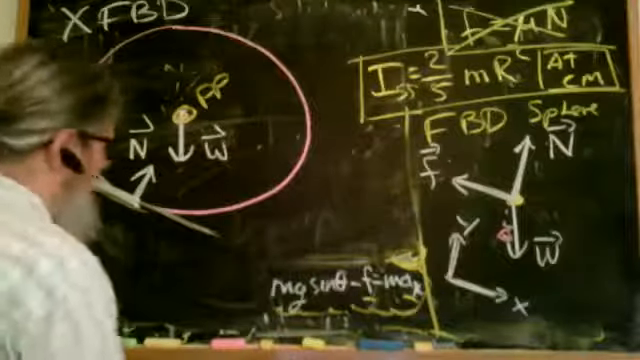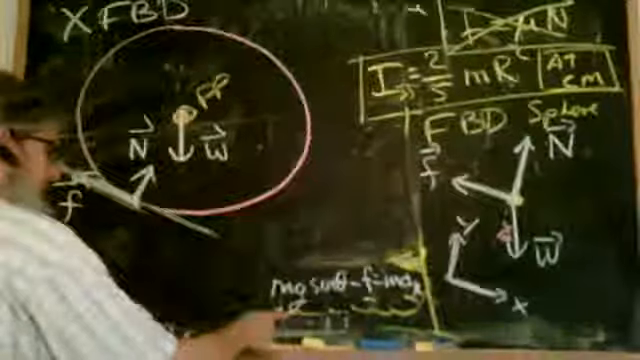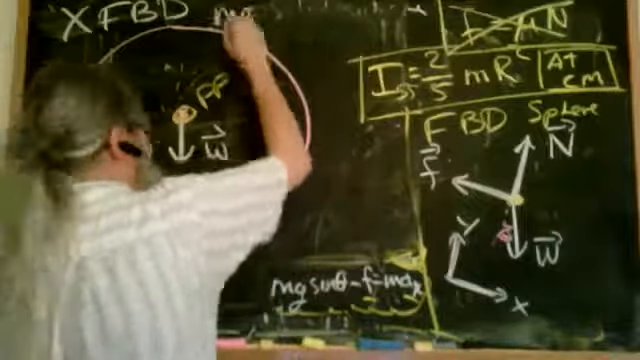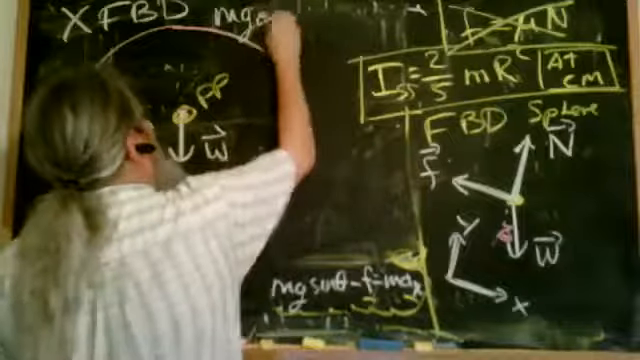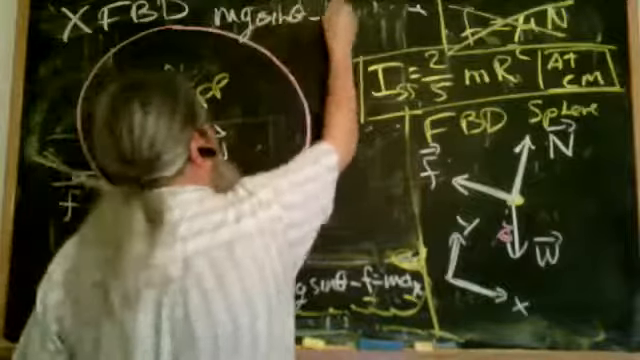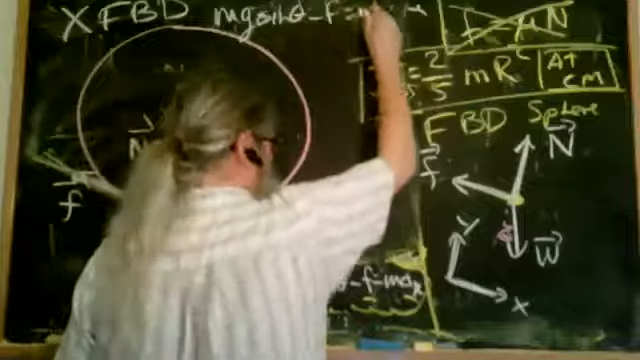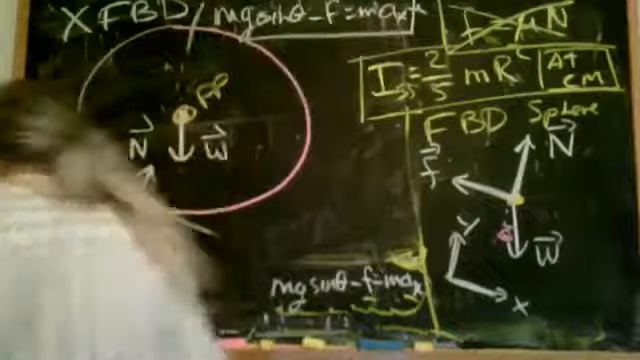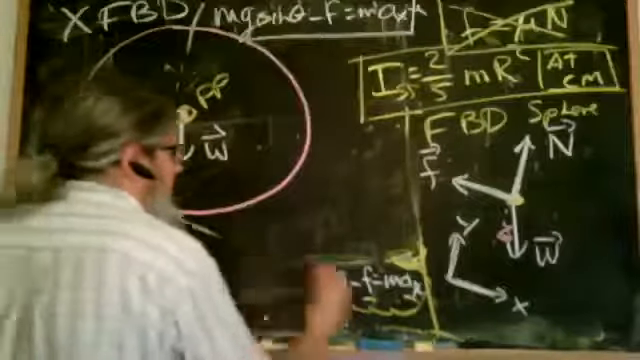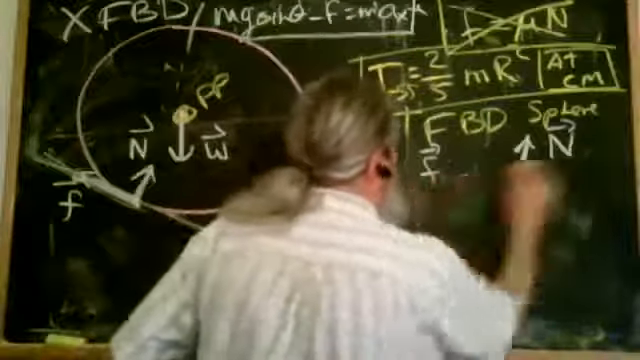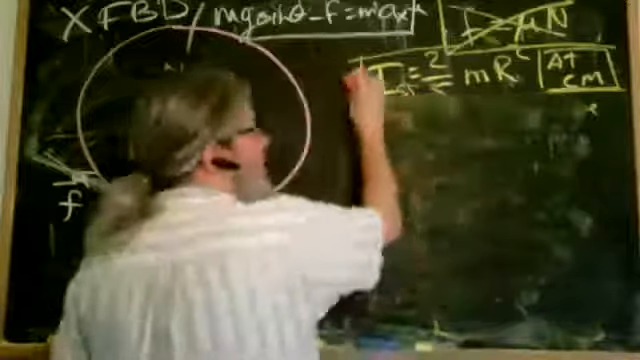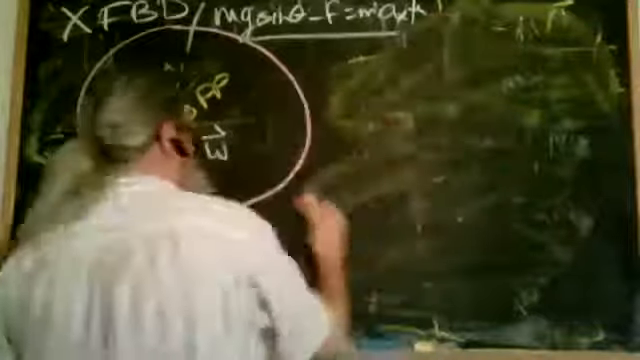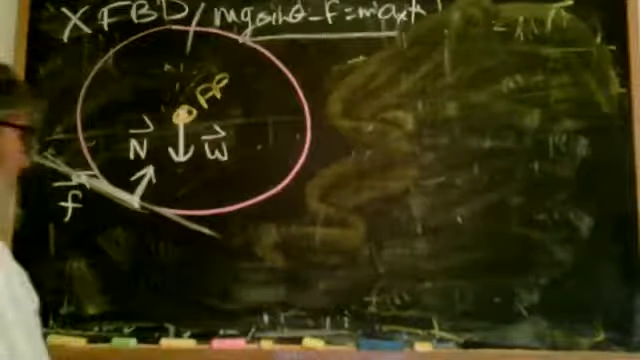Okay, so now I'm going to rewrite this equation again so I've got it handy: mg sine theta minus f equals m a_x. I'm going to rewrite that equation there so I can erase everything here and actually do my algebra. And I'll remember the 2/5. Okay, making progress. So we've got that.